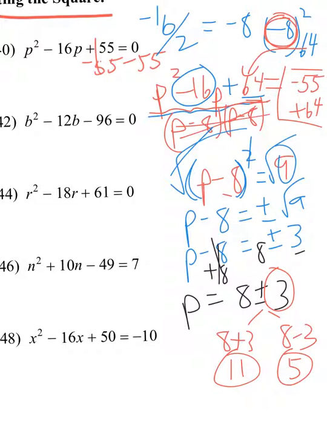Now, just to point something out, if I went through this and solved by factoring, p squared minus 16p plus 55 equals 0, and I did my product of 55, sum of negative 16, and I factored it, I would also get 11 and 5. This is just a different method. And you have to use completing the square when I tell you to use completing the square, to show me that you know this method.